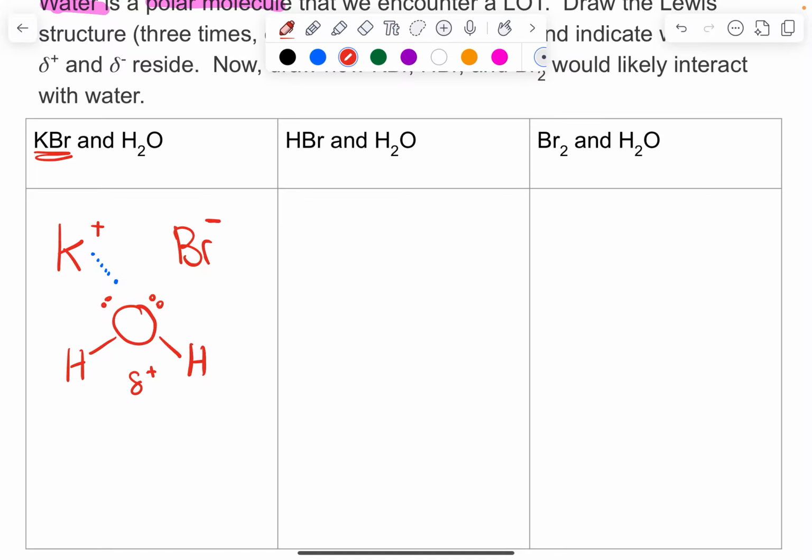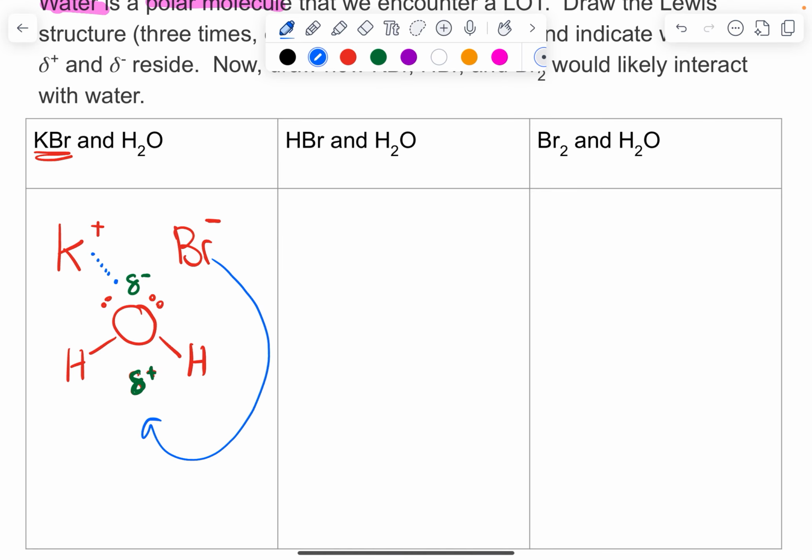It's bugging me. I've got to color code those better because it's confusing. So this is the negative side of water. This is the positive side of water. Water also has its positive side. So where do you think that bromine is going to go? It's going to be attracted to the positive side of the water molecule.